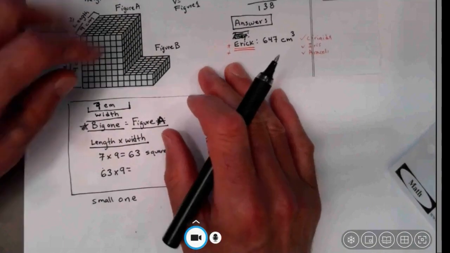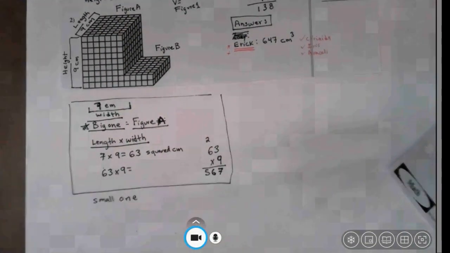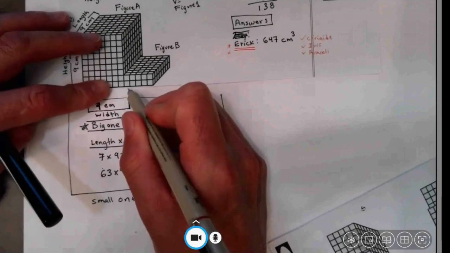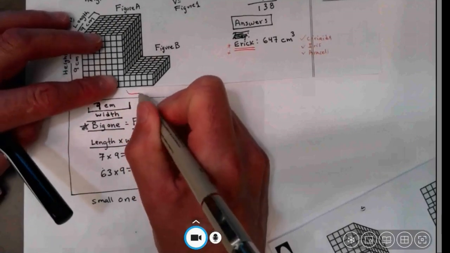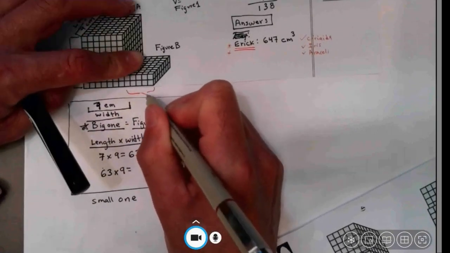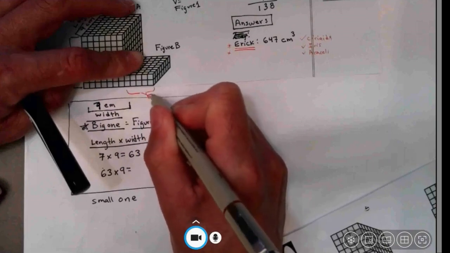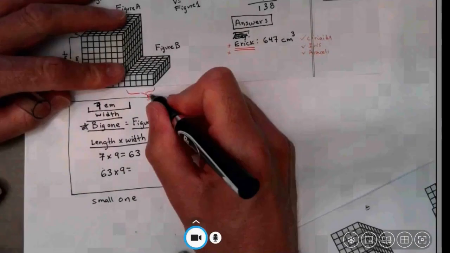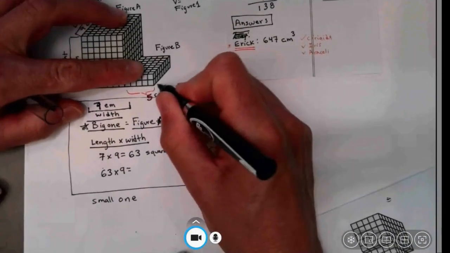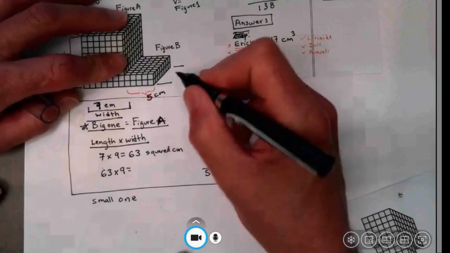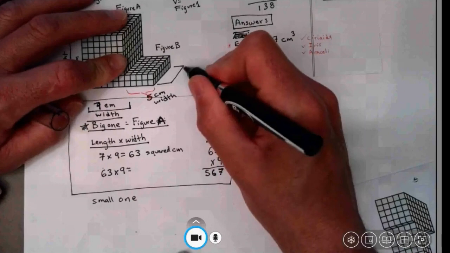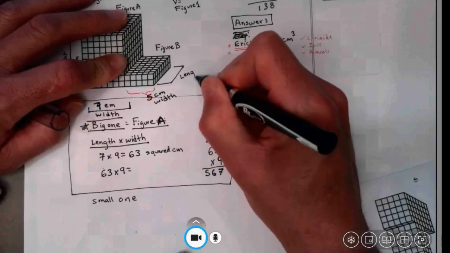So the width is 5. Oh, you're going to call this width, right? All right, there you go. Here we go. The width from right here is 5. 5 what? Centimeters. All right, so we're going to call that 5 centimeters. And how about this? What are you going to call that? Length. Okay, this we're going to call length.